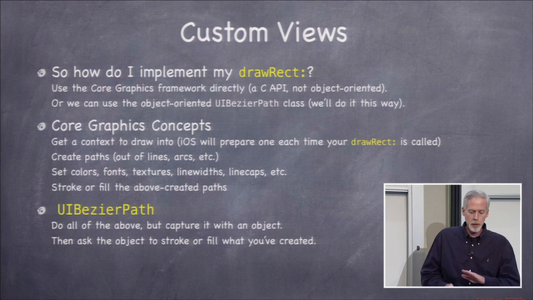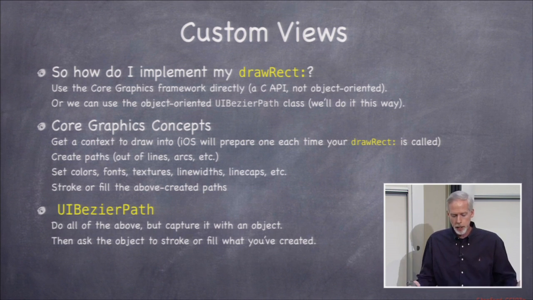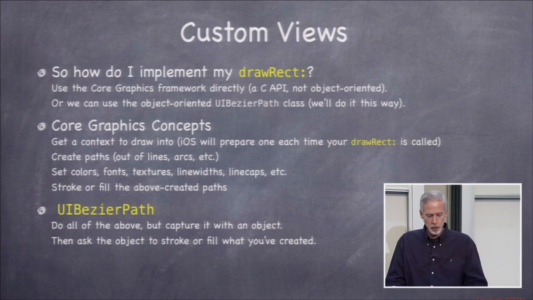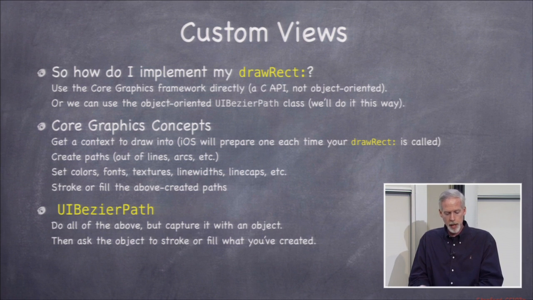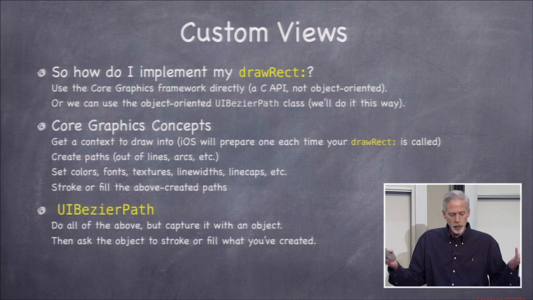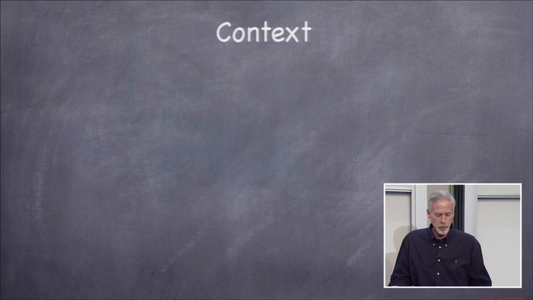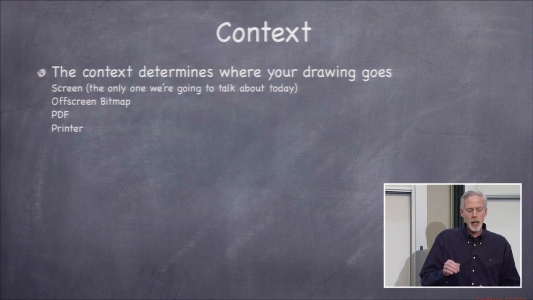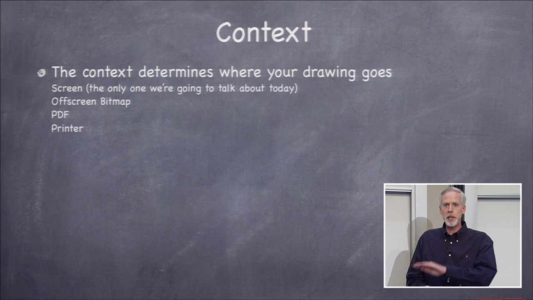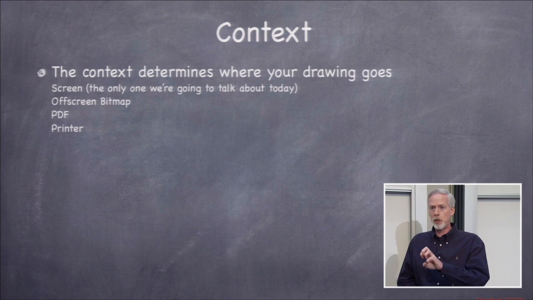UIBezierPath, by the way, encapsulates doing all of that. It takes care of the context for you so that you don't even have to think about that. You create paths by sending messages to a UIBezierPath instance. It lets you set colors and line widths and all that, and then it has methods to stroke and fill. So it encapsulates all that mechanism. So let's talk about the context. Mostly you don't have to worry about context because you're going to use UIBezierPath. I'll show you a way, if you're using the CG functions, to get the context to draw on screen.